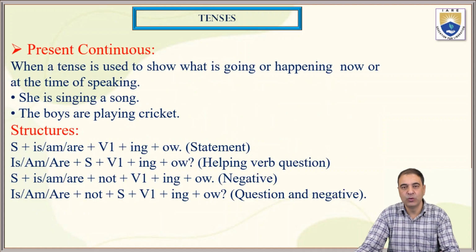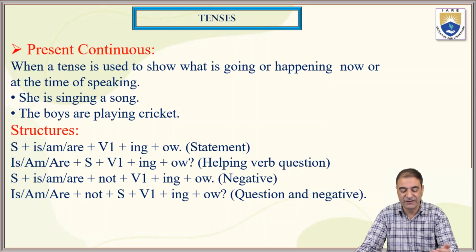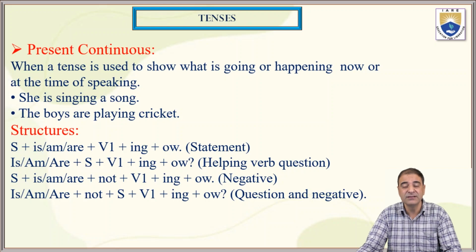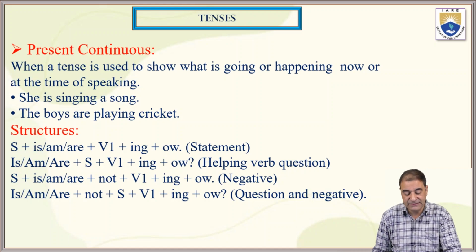And the next one, we have done this one also, that's the present continuous tense. Present continuous tense is used to show what's going on or happening now or at the time of speaking. It tells us what's going on right now, at the time of speaking. For example, she's singing a song. When I say she's singing a song, that means at present, her song is incomplete. That is, right now she's singing.